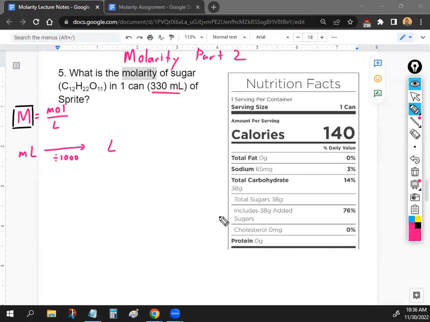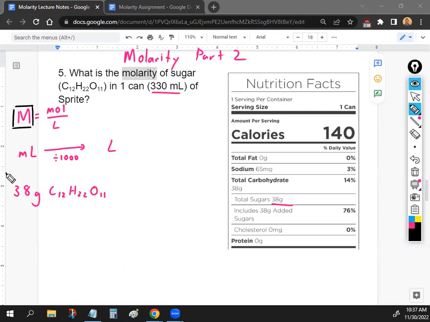So I have the nutrition facts for Sprite right here. Hopefully you guys are able to interpret it. If you take a look at the nutrition facts, how much sugar is in 1 can of Sprite? Is that kind of hard to see? 38. Yeah, 38 grams. It's right here. So let's jot that down on our paper. So there are 38 grams of sugar, which is C12H22O11. There are 38 grams of sugar in 1 can of Sprite.